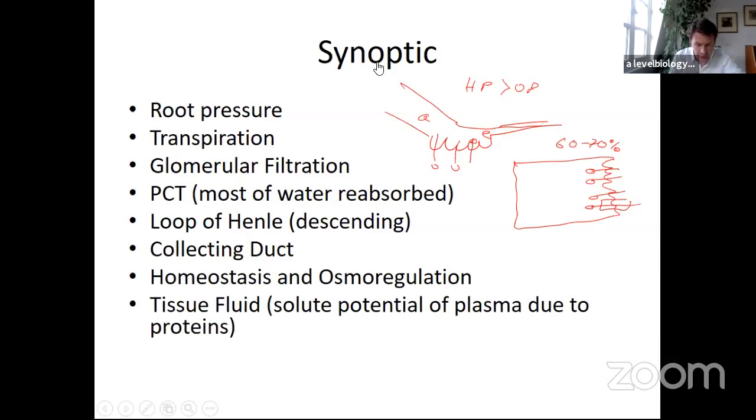Tissue fluid, I talked about a little bit. The solute potential of the plasma is due to the plasma proteins, which are too large to get squeezed across the capillaries, so you lower the water potential of the plasma, and it gives it an oncotic pressure.